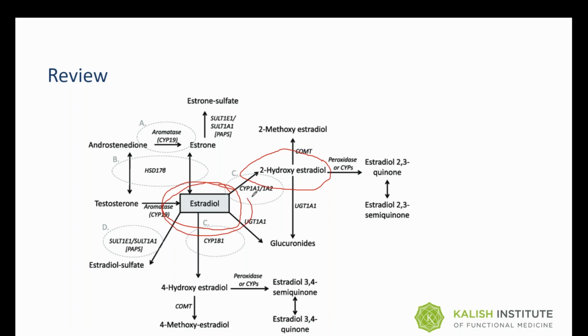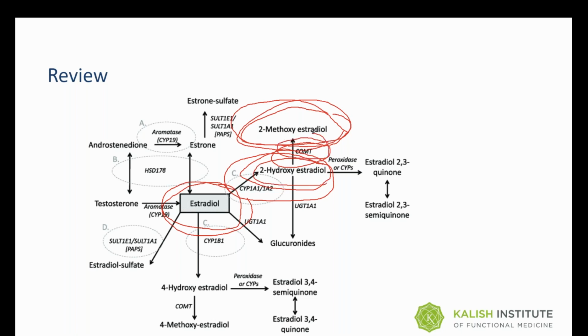Okay, so the estradiol converts to the 2-hydroxyestradiol. If COMT is doing its job, then you get to the 2-methoxy. We're going to test for this. The labs we're about to look at, you're going to see 2-methoxy, 2-hydroxy. From that, you can extrapolate how the COMT is working.